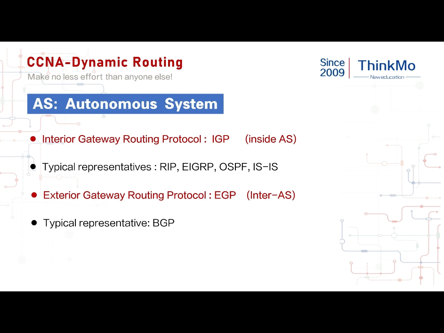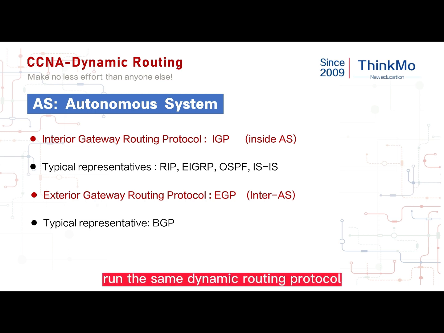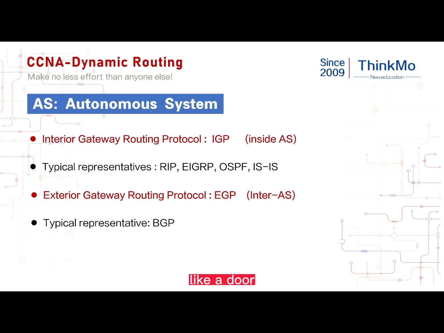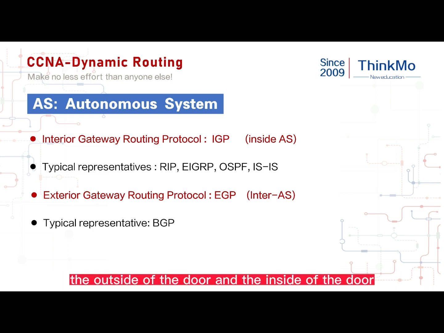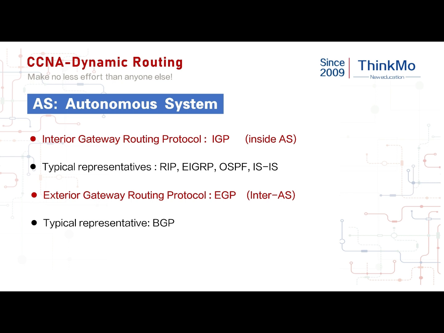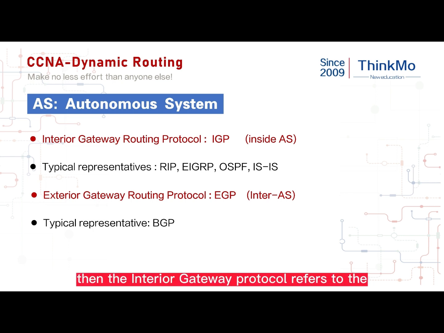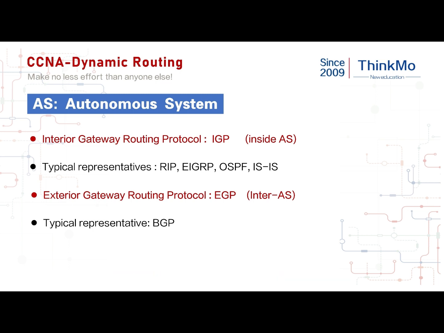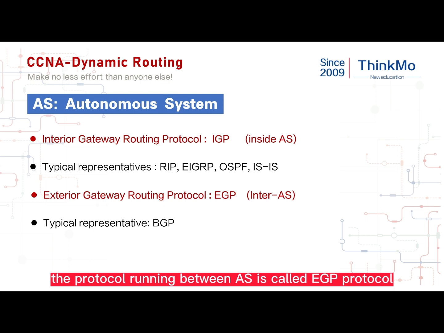I said it before. Within an AS, run the same dynamic routing protocol. The strategy is relatively simple. It is a network built by a unified manager, called AS. So what we call external and internal refers to an autonomous system. Like a door, the outside of the door and the inside of the door are called inside and outside. Inside and outside of this agreement refers to the autonomous system. The interior gateway protocol refers to the protocol running inside the AS, called the IGP protocol. The exterior gateway protocol refers to the protocol running between AS, called the EGP protocol.